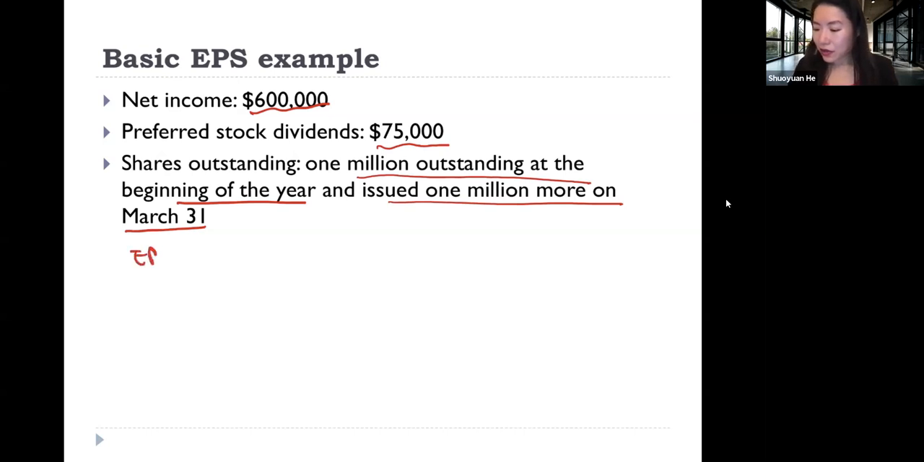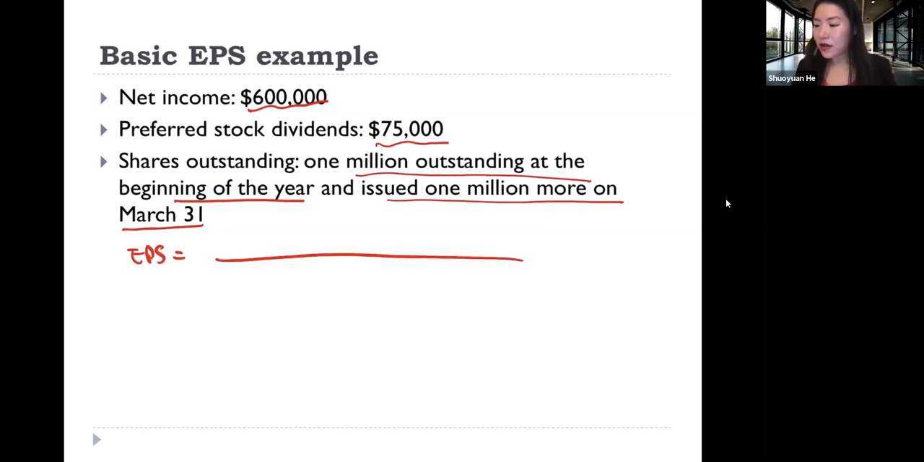So EPS, how to calculate it? First, we need to take the earnings that belong to a firm's common stock owners. Net income 600,000 minus 75,000, which belongs to the preferred stock owner. And then the rest, 600,000 minus 75, so that's 525,000. That is the amount which belongs to a firm's common stock owners. And then we need to divide it by the weighted average number of shares outstanding.